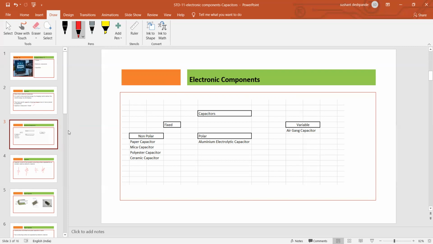So if you see this chart, the capacitor is mainly divided into two types: one is fixed and the second is variable. Fixed capacitors are classified further based on their polarity and non-polarity as non-polar capacitors and polar capacitors. Non-polar capacitors are of different types: paper capacitor, mica capacitor, polyester capacitor, and ceramic capacitor. And the polar capacitor is the aluminum electrolytic capacitor. We are going to see these one by one. In the variable type, the air gap capacitor is called the variable type capacitor. Now let's see how they are denoted.